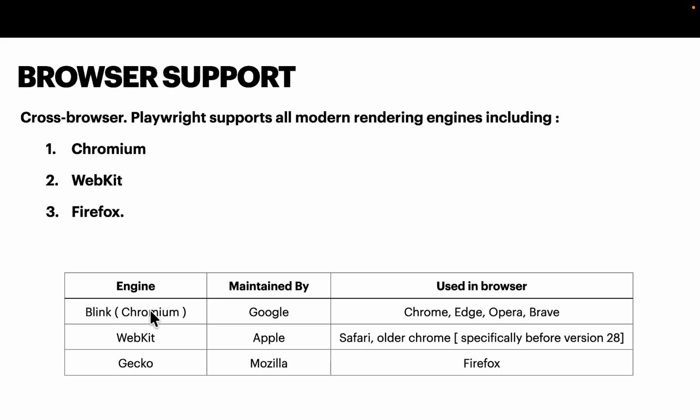And next we have the Firefox browser, which is using Gecko, and it is maintained by Mozilla. I hope this is clear. So don't get confused about what is meant by Chromium, WebKit, Firefox. Playwright supports these engines, which means indirectly Playwright supports Chrome, Edge, Opera, Brave, Safari, Firefox, all these browsers. I hope it is clear what Chromium and WebKit are. These are some new keywords.